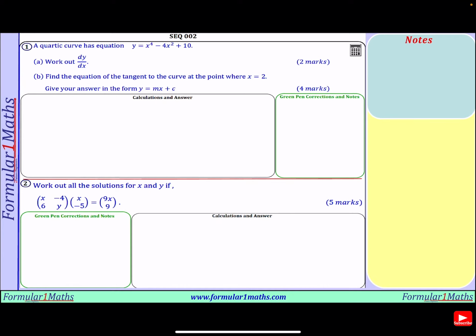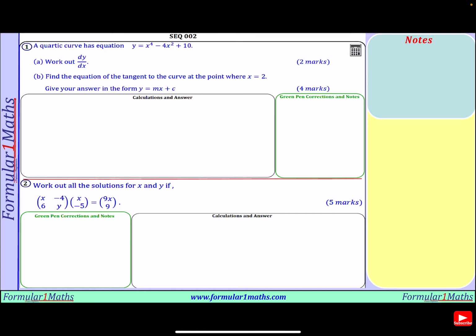Question 1. A quadratic curve has equation y is equal to x to the power 4 minus 4x squared plus 10. A. Work out dy dx. B. Find the equation of the tangent to the curve at a point where x is equal to 2. Give your answer in the form y is equal to mx plus c.